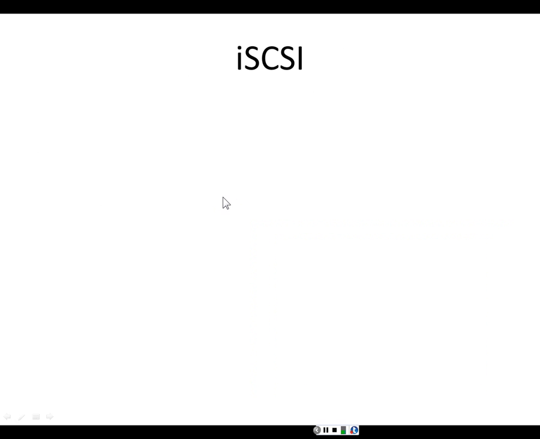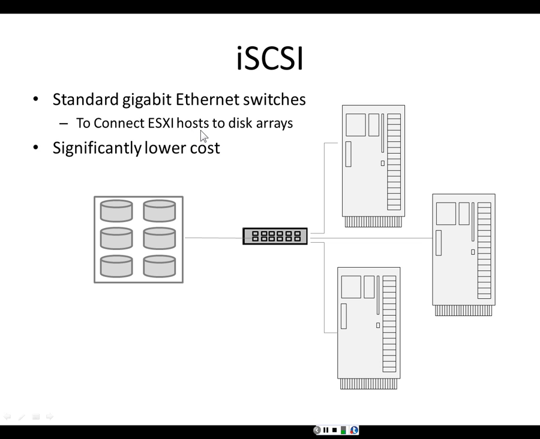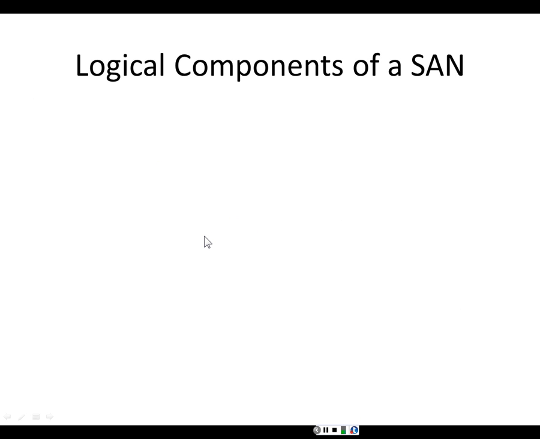This is why we like iSCSI. iSCSI uses standard gigabit Ethernet switches to connect ESXi hosts to disk arrays. And the advantage of iSCSI is the significantly lower cost because we are using Ethernet switches, which we typically already have in the organization. Let's now look at logical components of a storage area network. They include LUN, logical unit number, VMFS, virtual machine file system, Datastore, and VHDs, virtual hard disks.